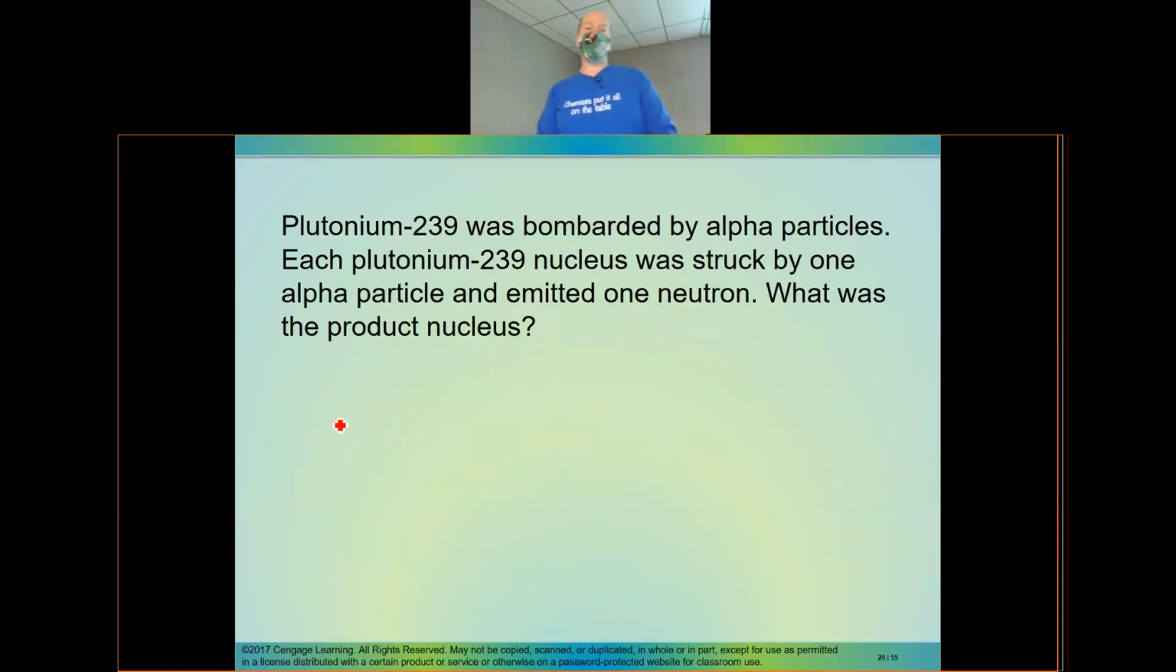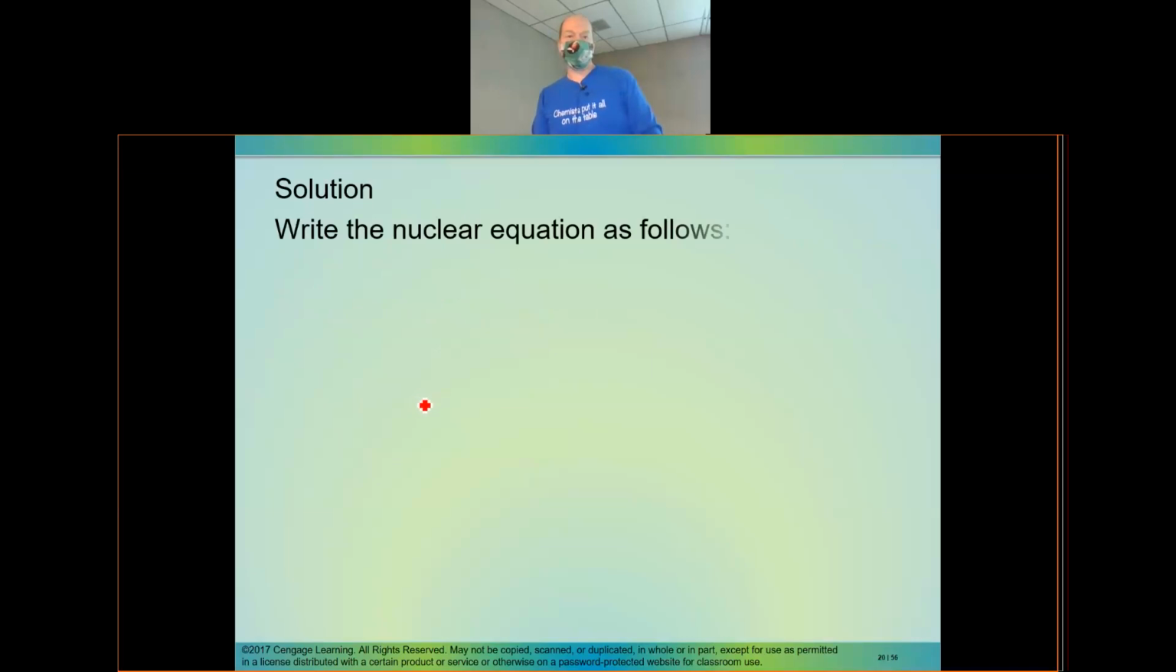All right, so here is a plutonium-239 bombarded by alpha particles, helium-4,2. Each plutonium nucleus was struck by one alpha particle and emitted one neutron. All right, so this is a transmutation. And what was the product nucleus? All right, so you have your plutonium-239, and you hit it with an alpha particle and you got a neutron.